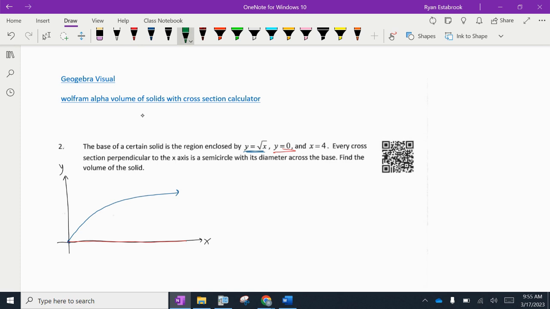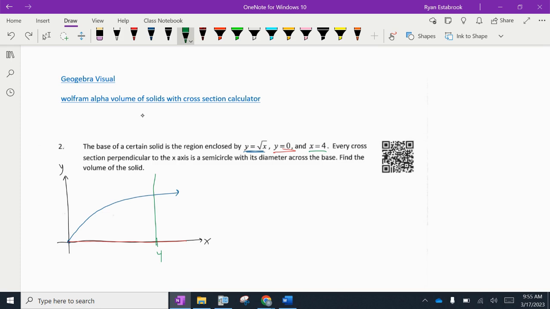And x equals 4 is what kind of a graph? Vertical line. So here's x equals 4. There's another one of our parts. And so we have this as our region. I'm going to color it for right now. We have this orange region. And it says that we are supposed to get a solid, a three-dimensional shape, so that every cross-section perpendicular to the x-axis is a semicircle.